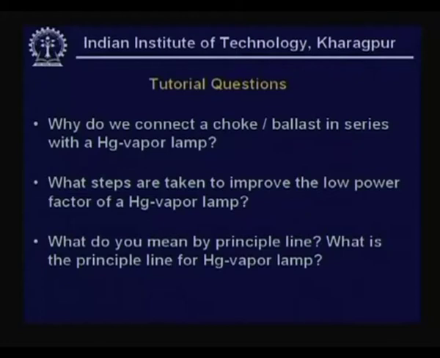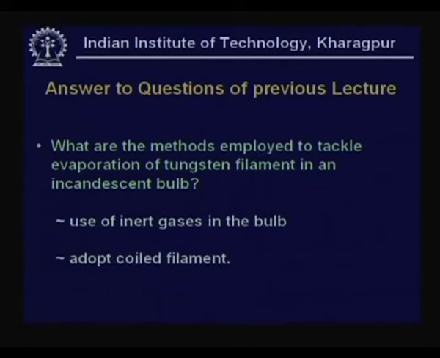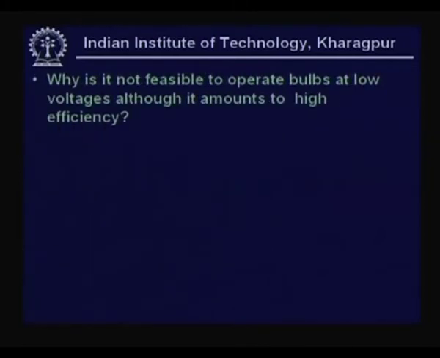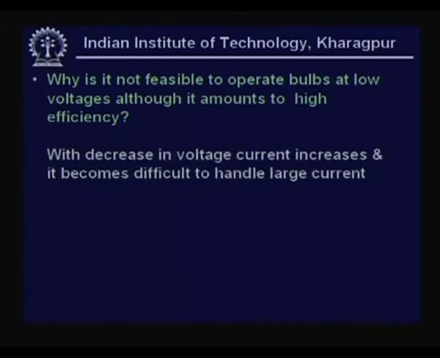Some of the questions which were asked in the last lecture: What are the methods employed to tackle evaporation of tungsten filament in an incandescent lamp? Use of inert gases in the bulb, and adopting a coiled filament. Why is it not feasible to operate bulbs at low voltages although it amounts to high efficiency? With decrease in voltage, current increases and it becomes difficult to handle large currents.